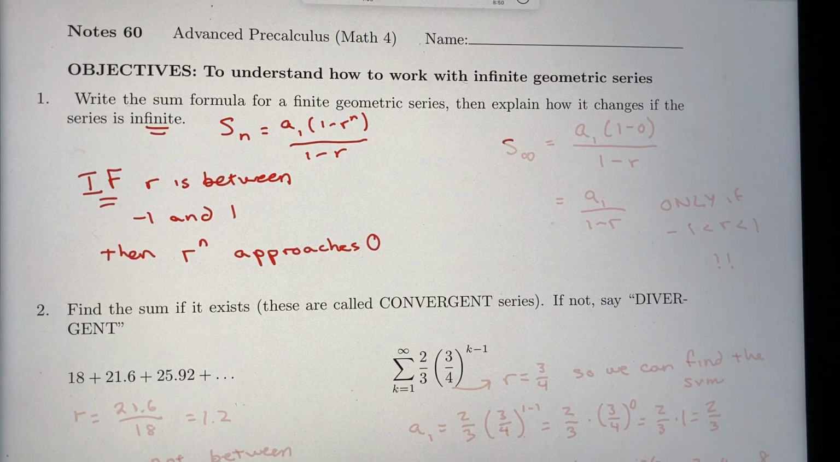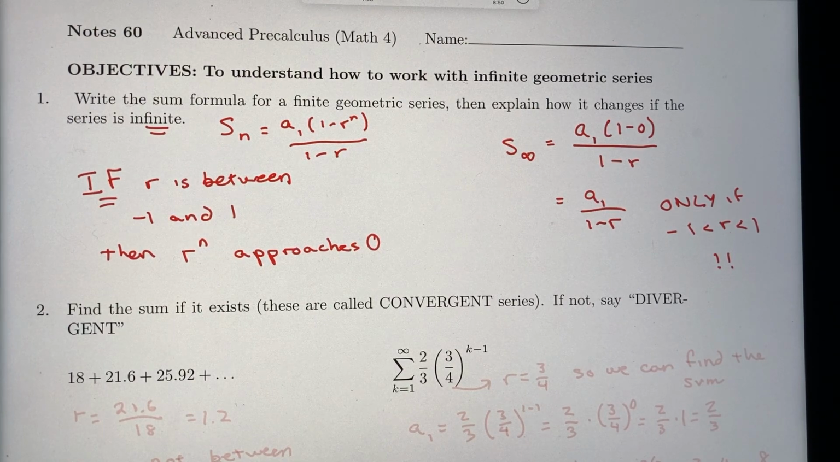So what we'll have is what we call S infinity, and let's do it the long way once. R to the n approaches 0. You have a formula that is very useful, but it only works if R is between -1 and 1.